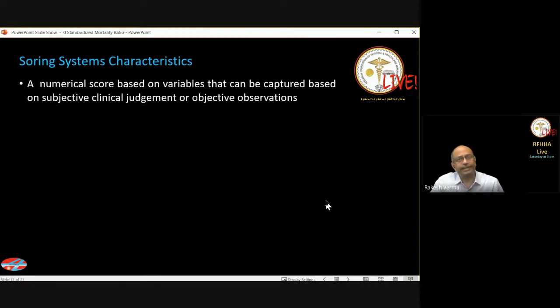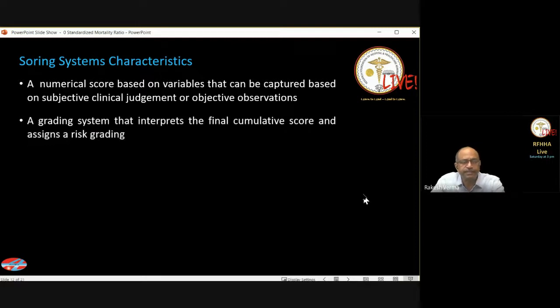Now, what is the characteristic of a scoring system? After all, how does it help? So a scoring system, as the name suggests, gives a numerical score. It gives you a number, and number lends itself to better comparison rather than having a qualitative, satisfactory, good, very good kind of a scale.